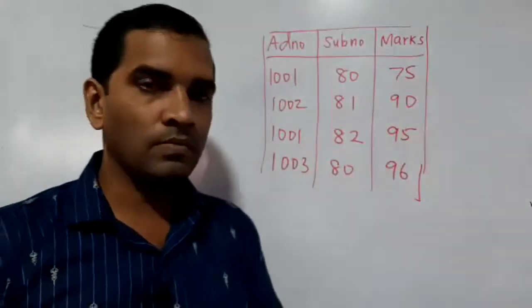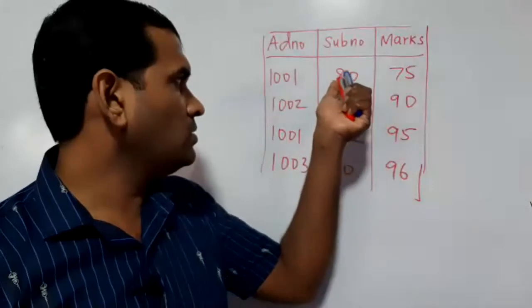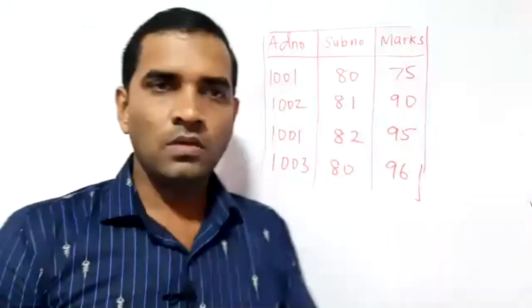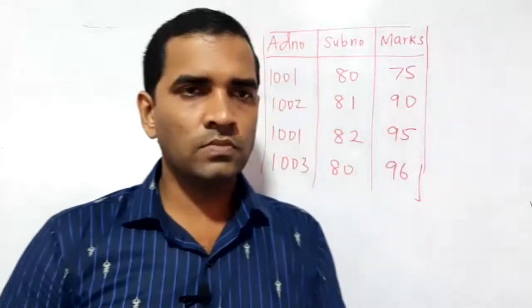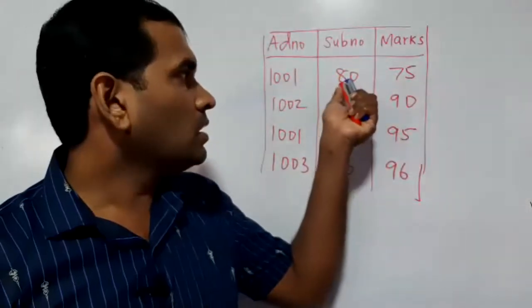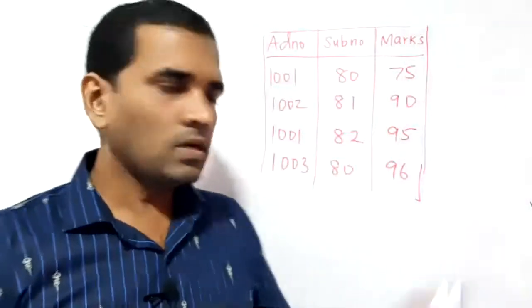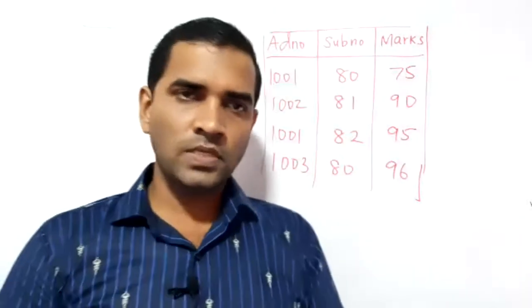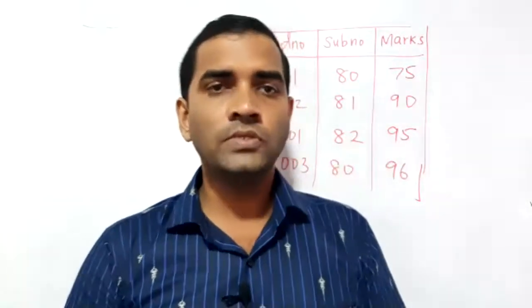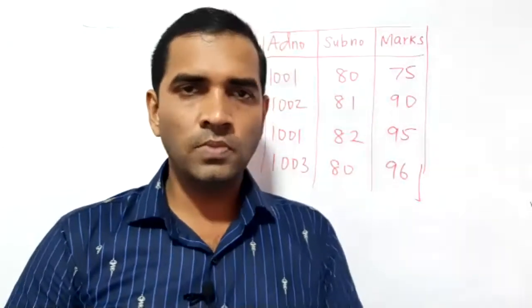Have a look at the subject number. Here, subject number is duplicated. Look here, 80 is repeated, because for one subject there may be many students. Here 1001 sat for 80, and here 1003, which is another student, sat for the same subject. So you cannot say that subject number is the primary key because it has duplication.